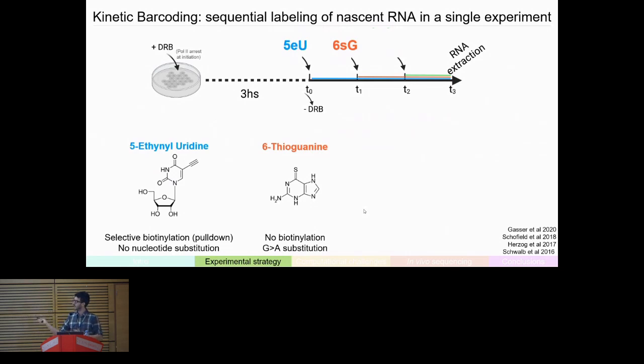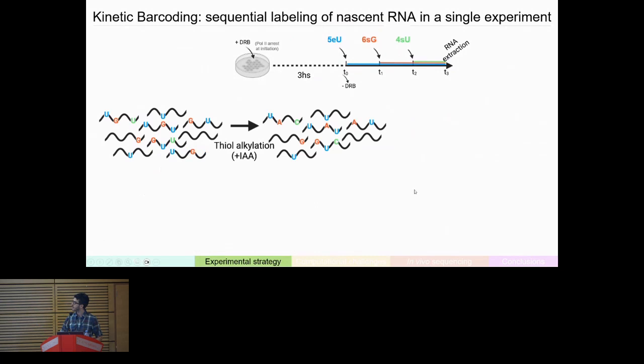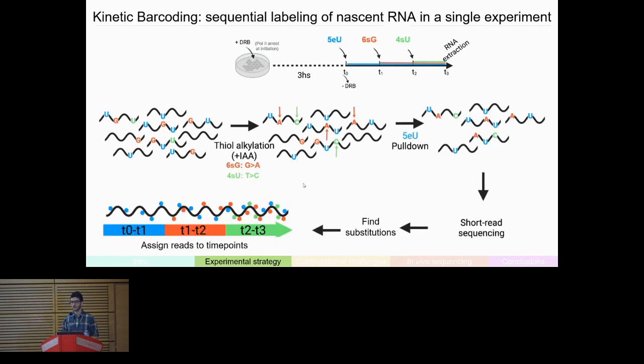So this is how the entire protocol looks like. You have your nascent RNA there, just total RNA at this point. You do this thiol alkylation with IAA. So the 6-SGs should get a G to A substitution. The 4-SU should get a T to C substitution. And then we can enrich pulling down specifically from 5-EU, then do short read sequencing, find the substitutions, and assign reads to the time points they were synthesized.